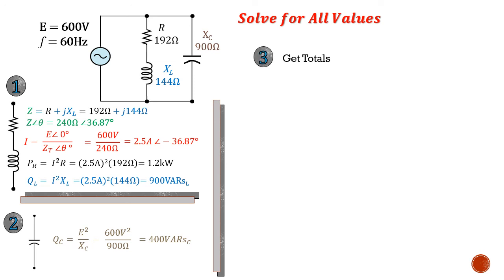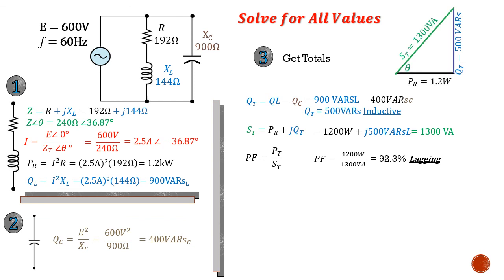With all our powers in hand, we can get our total apparent power, which in this case works out to be 1300 VAs of total apparent power. That then results in a 92.3% lagging power factor. Taking our power factor in hand, we can then calculate the total circuit angle, which in this case works out to be 22.61 degrees.